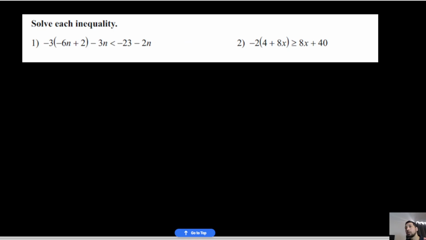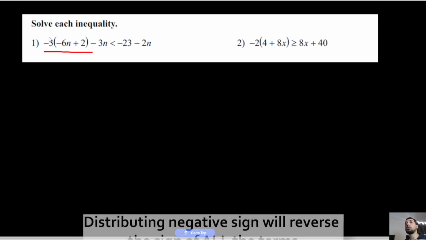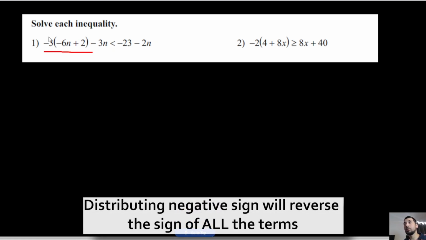Okay, let's see how we can solve these multi-step inequalities. Here in problem number 1, we have negative 3 open parenthesis negative 6n plus 2 close parenthesis minus 3n less than negative 23 minus 2n. Let's see how we can solve this step by step. First, we need to get rid of these grouping symbols, so we need to use the distributive property here.